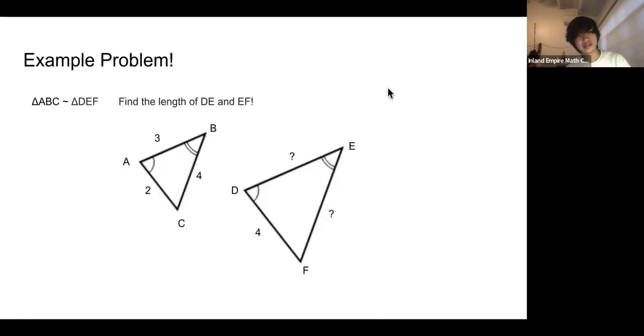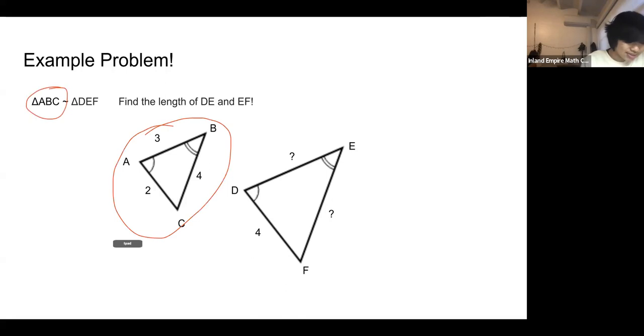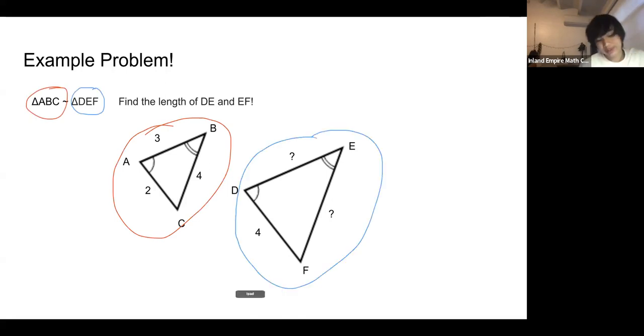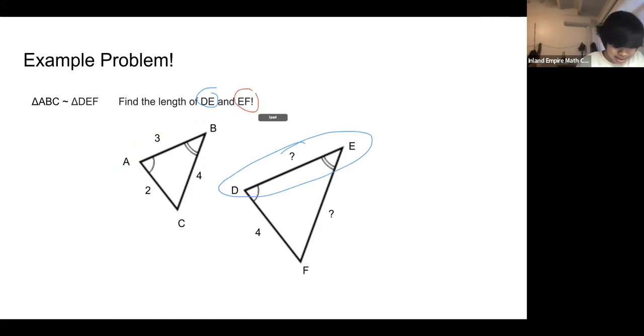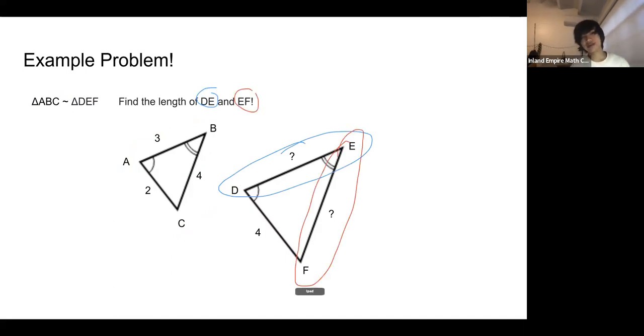So I think we can do a quick example problem. ABC, which is this triangle right here, is similar to DEF, which is this triangle over here. So these two triangles are similar. We're just going to tell you that they're similar for now, because we'll talk about how you can prove triangles are similar later. So let's think about different ways we can figure out the length of DE, which is this length, and EF, which is this length. How can we figure that out using the properties of similarity?